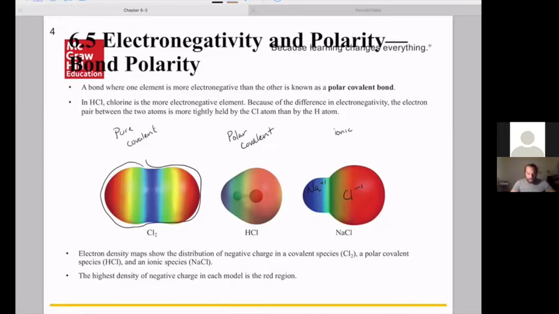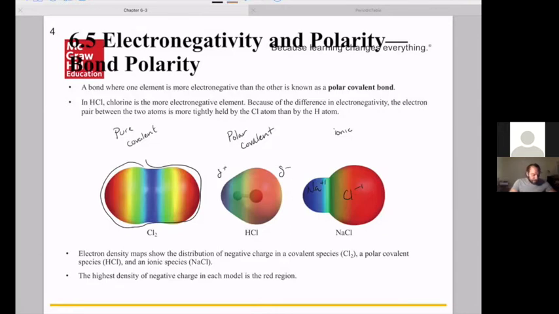In HCl, the chlorine atom has the vast majority of the electron density sitting on top of that, whereas the hydrogen atom doesn't. So again, that's how we marked before. The chlorine has this partial negative charge, meaning it has more electrons sitting on top of it. The hydrogen has this partial positive charge, meaning it has more positive charge sitting on that.